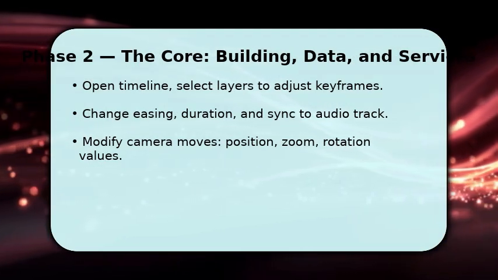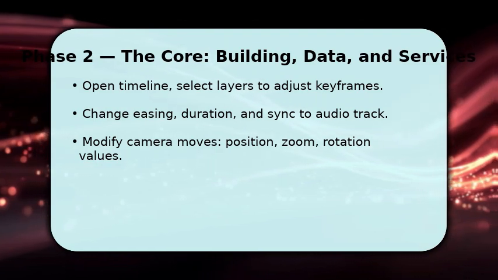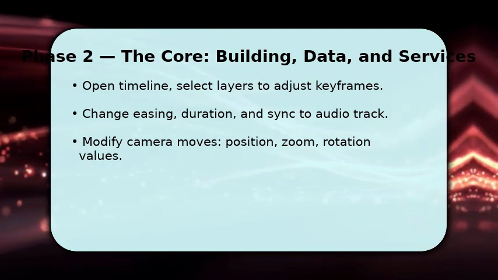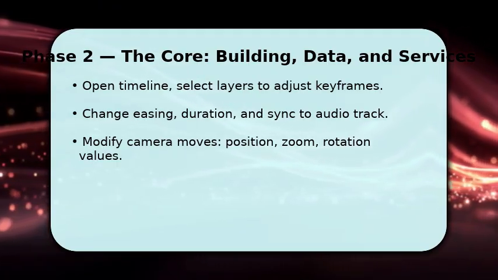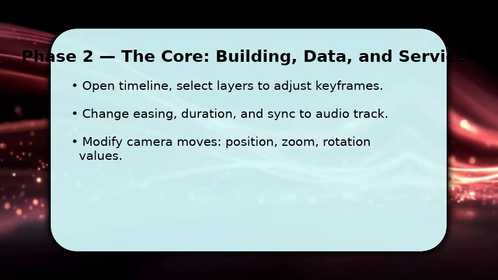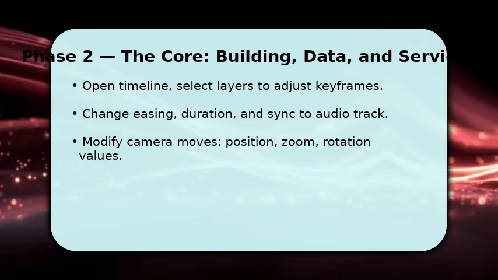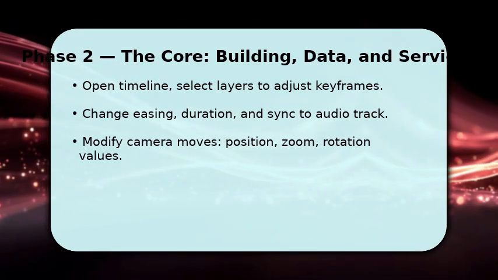Open the timeline and select the layers you want to tweak. Change keyframes to adjust timing and modify easing curves to make motion feel natural. Smooth easing beats linear movement. Once done, sync animations to your audio by nudging keyframes and adjusting durations.